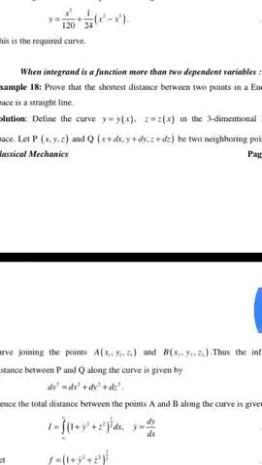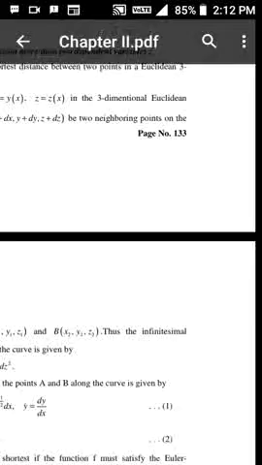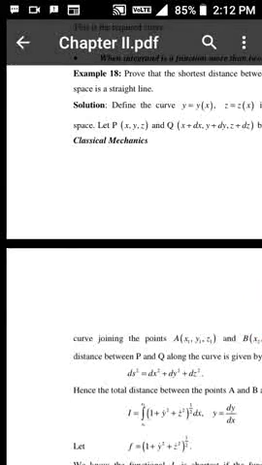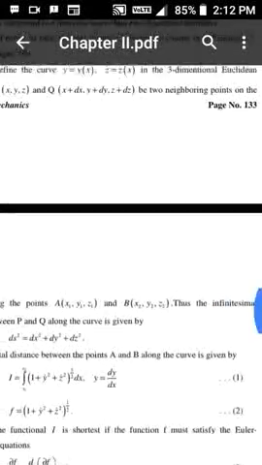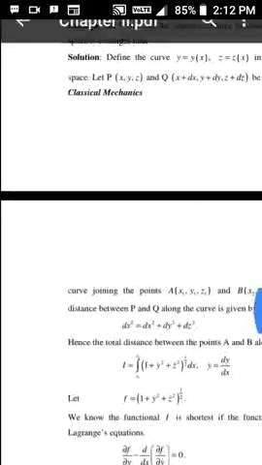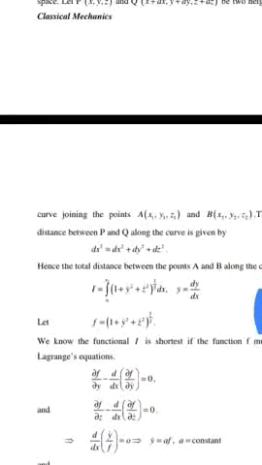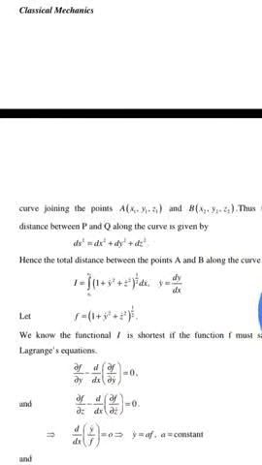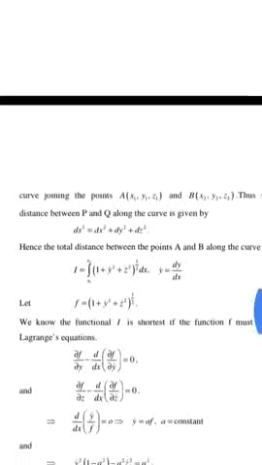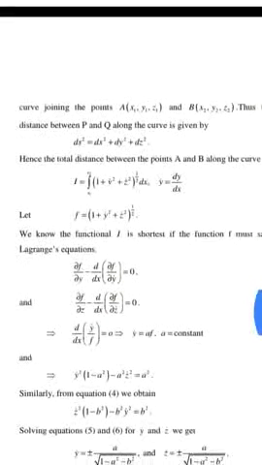Define the curve y = y(x), z = z(x) in the three-dimensional Euclidean space. Let P(x, y, z) and Q(x + dx, y + dy, z + dz) be the neighboring points on the curve joining the points A(x1, y1, z1) and B(x2, y2, z2). Thus, the infinitesimal distance between P and Q along the curve is given by ds² = dx² + dy² + dz².